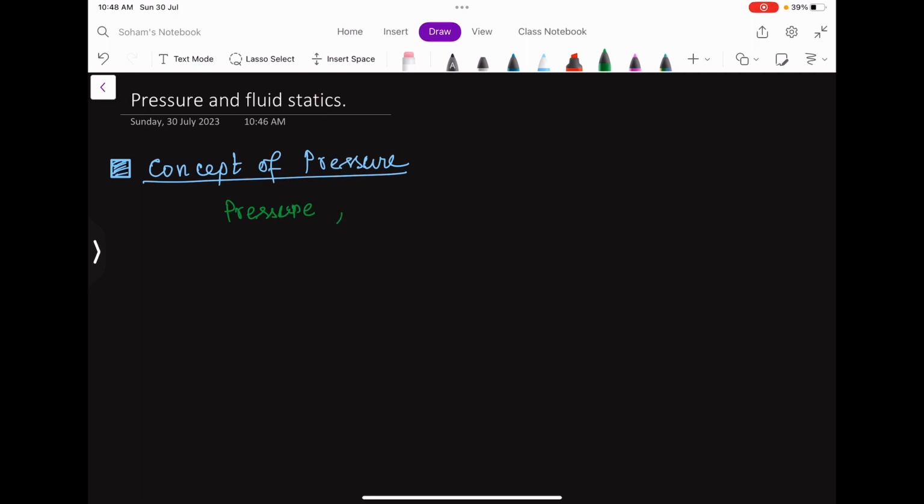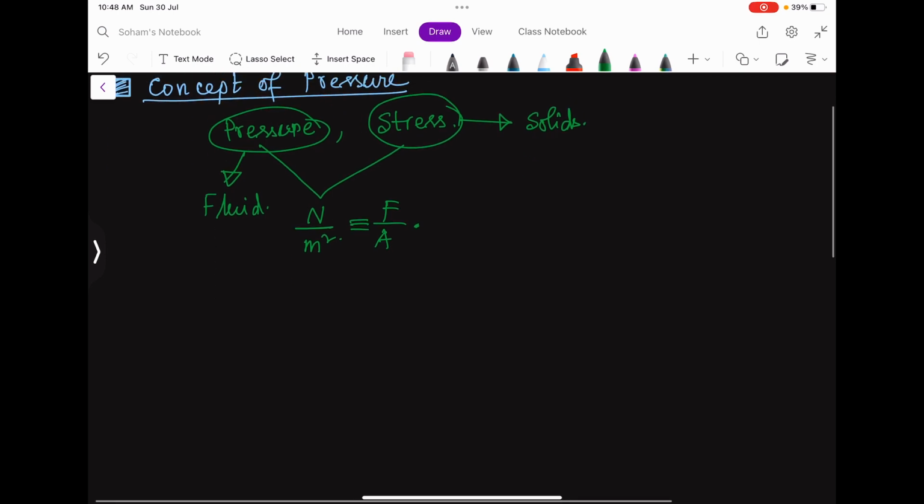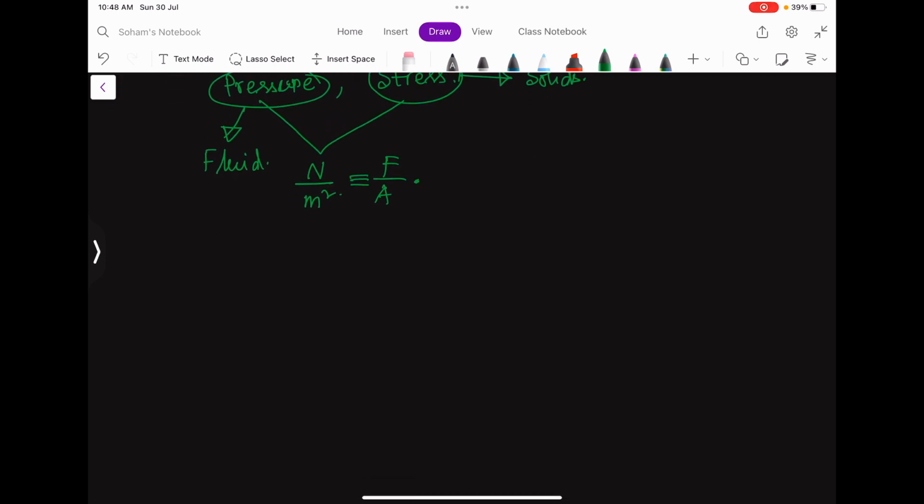Pressure and stress both have the same unit of Newton per meter square in SI, and that is equivalent to force per unit area, right? But mainly the word stress is used for solids, and pressure is mainly for fluids. Of course, in case of fluids also we use the term stress, and I will relate this stress and the concept of pressure for a particular fluid later. Okay, so first of all, how does the pressure for a fluid originate?